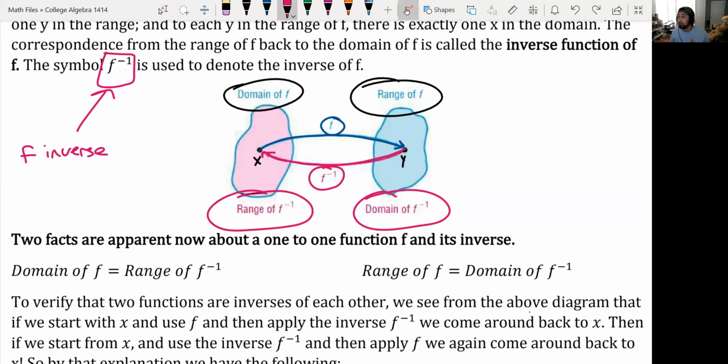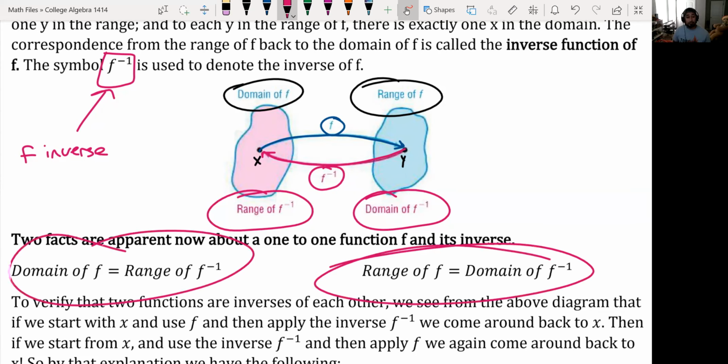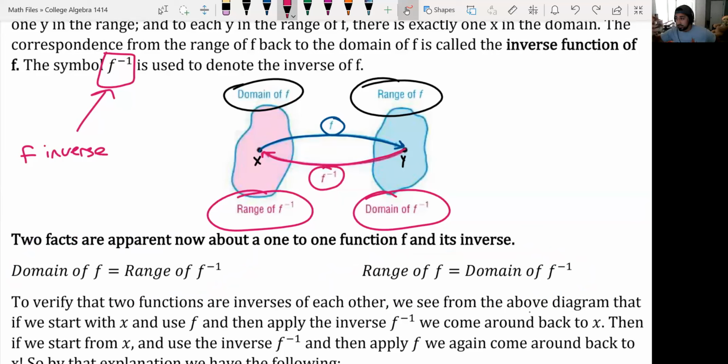So to keep this really simple, if you have a one-to-one function, and if you apply the inverse function, then the domain and range of the original function will swap. The range of the original function will become the domain of the inverse, and the domain of the original function will become the range of the inverse. That's it. That's everything this says right here. The domain of f becomes the range of the inverse. The range of f becomes the domain of the inverse. So domain and range just switch places. That's it.